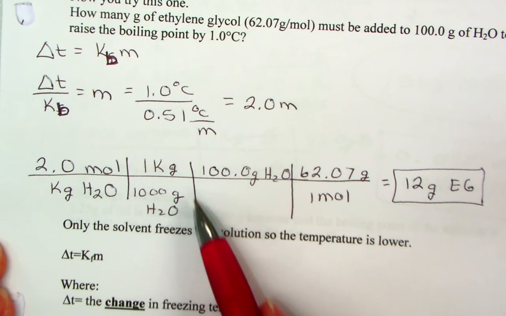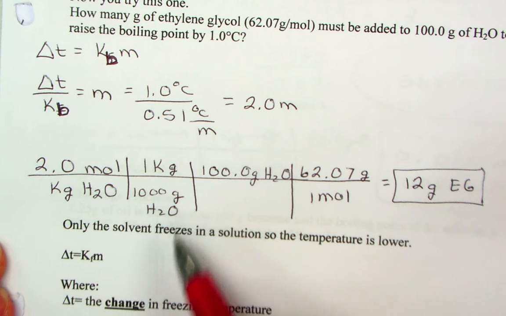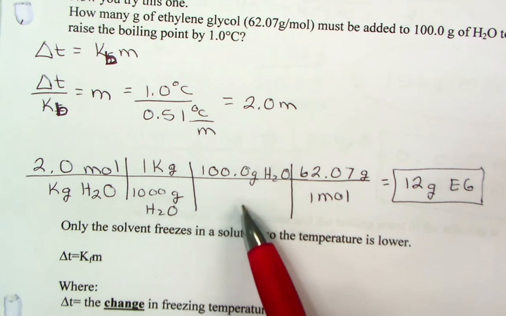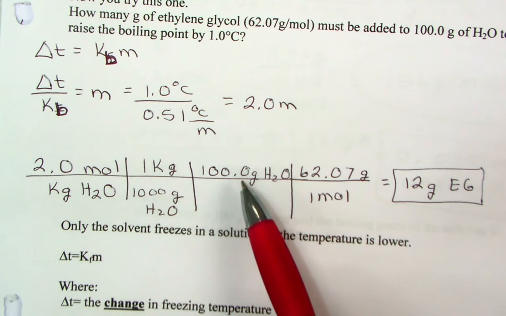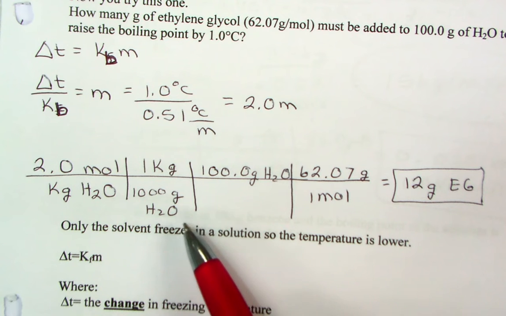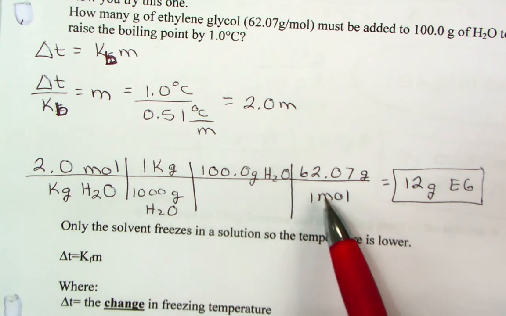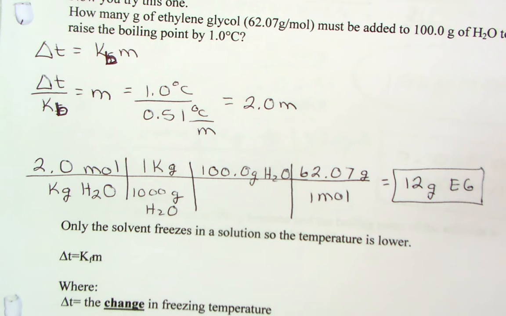1 kilogram of water is 1,000 grams of water. I changed that right away because I knew that I had 100 grams of water in my sample. So now I have kilograms of water and grams of water canceled. Now I can change the moles into grams and we get 12 grams of ethylene glycol. So that's a fairly typical problem that you might see for boiling point.